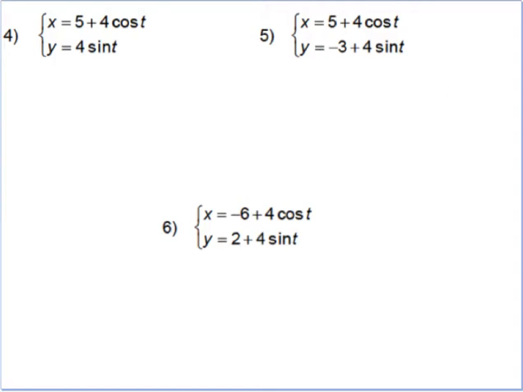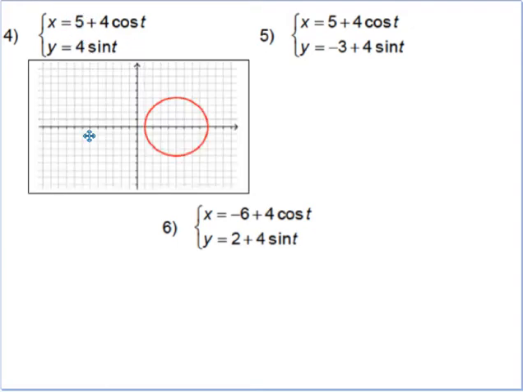Okay, so number 4, notice that now for the x value, we're actually adding 5 units to it. What does that do? Remember in problems 1, 2, and 3, the center of our circle was at the origin. Well, now 1, 2, 3, 4, 5, the center of your circle is going to be at 5, 0. And then the radius is still 4. Notice the 4 here and here, that is just giving you the radius of your circle. This 5 is telling you to shift the circle 5 units to the right.